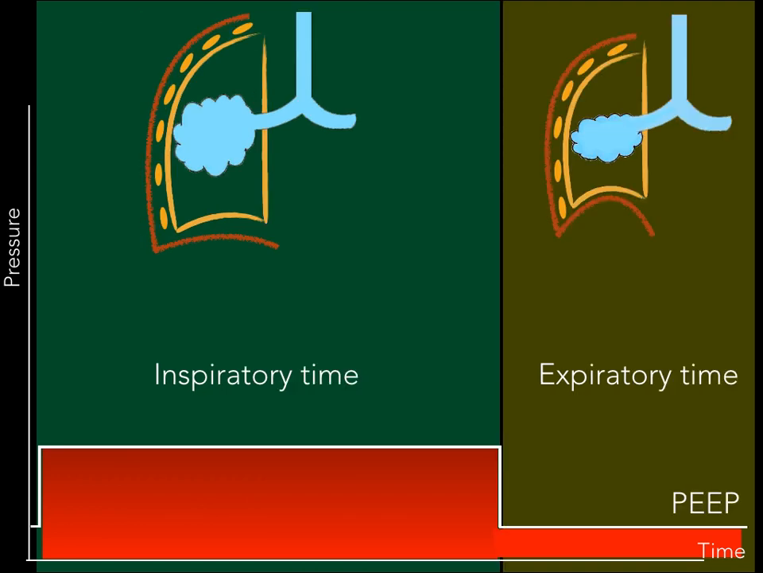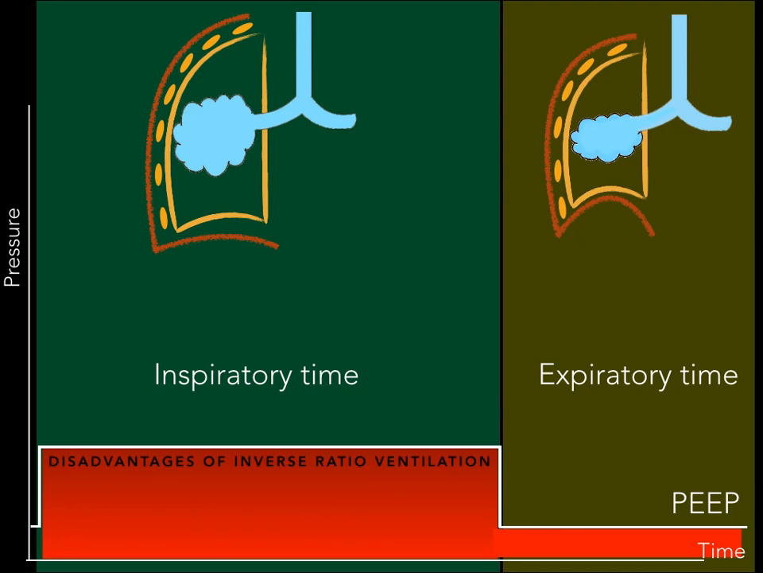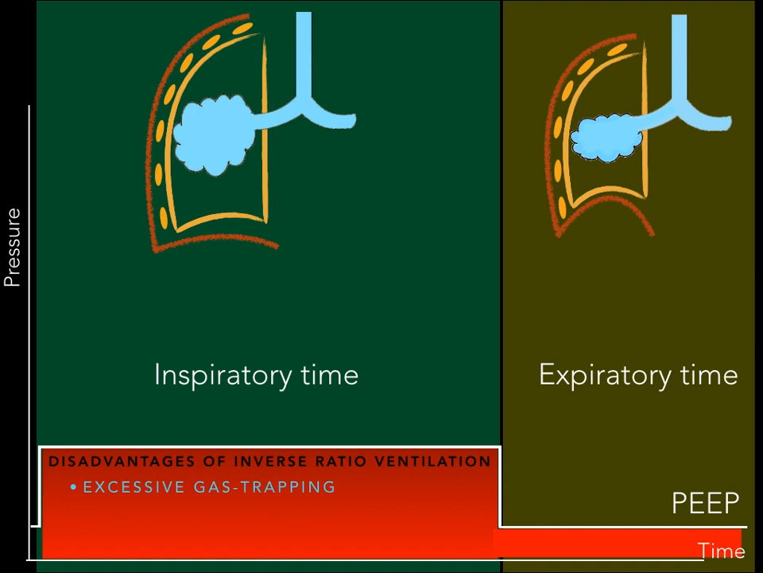Increases in inspiratory time lead to inverse ratio ventilation. Inverse ratio ventilation improves oxygenation as well as alveolar recruitment. However, due to the relatively short expiratory phase, the risk of air trapping is high.